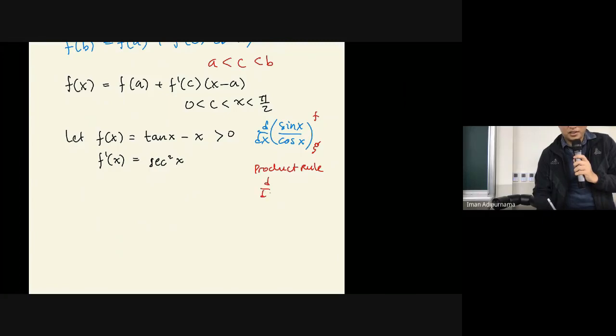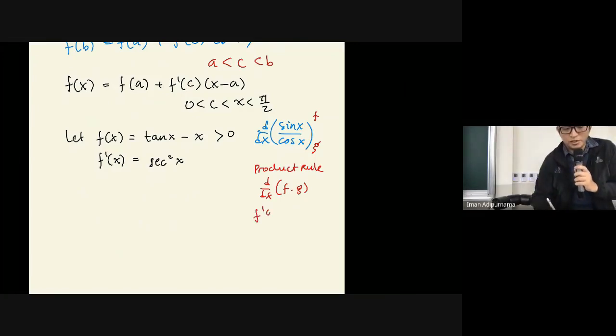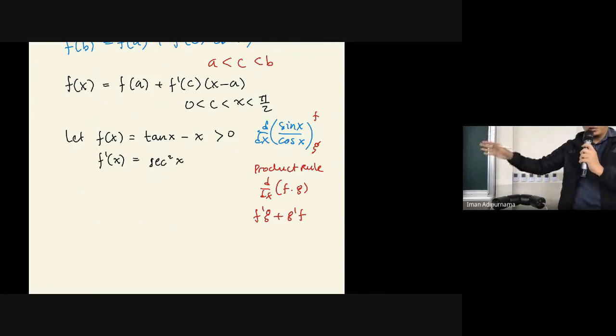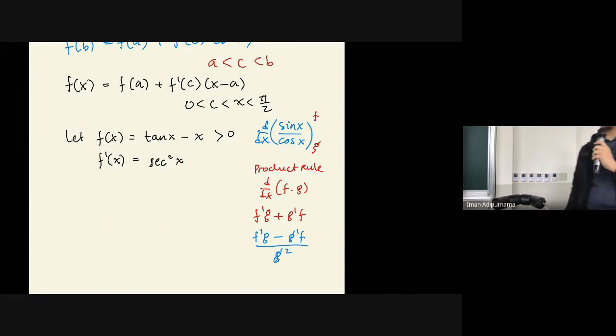So you have dx of fg, right? Make sure the first term you write is f prime g. So the product rule is plus g prime f. And when you write the quotient rule, write the same similar thing, but minus, and then divide by g squared. Okay, at least it will minimize your effort, right?